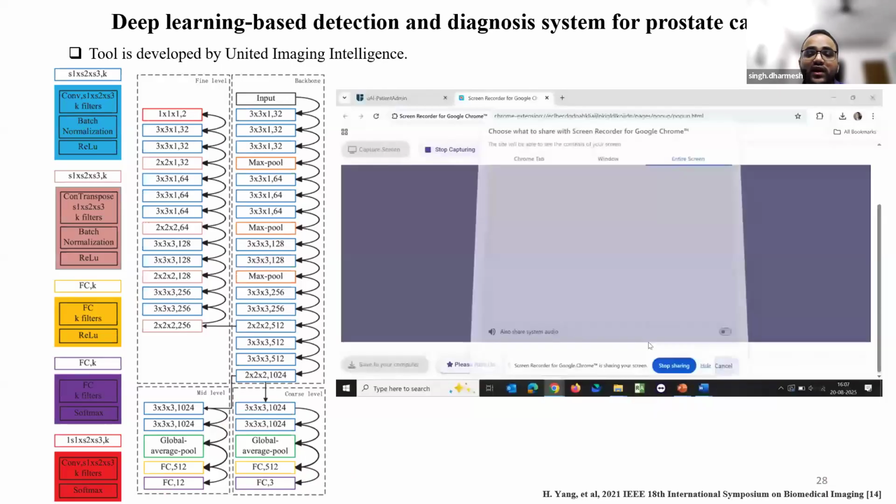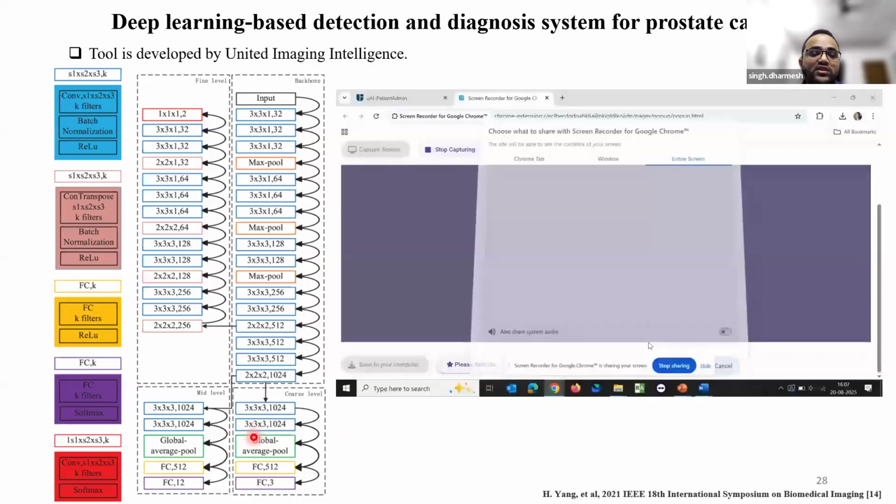And then in the backbone, ROI volumes from T2 weighted, diffusion weighted, and ADC maps are there. So these are the inputs. And the feature depth grows progressively from 32 convolution to 1024 channels. And the output is rich feature maps used by all three branches: coarse, mid, and fine.